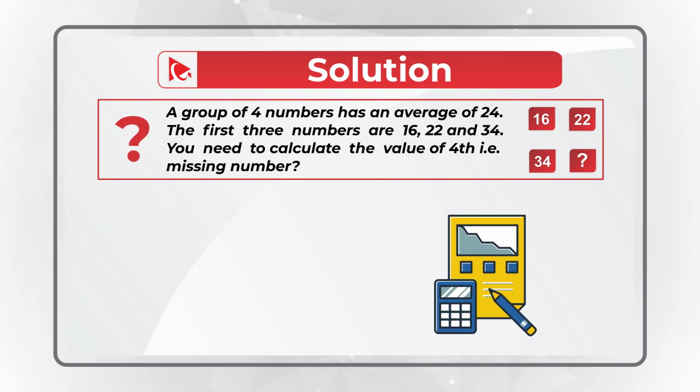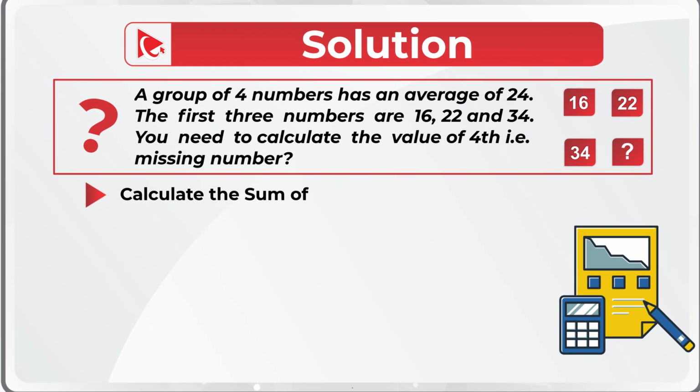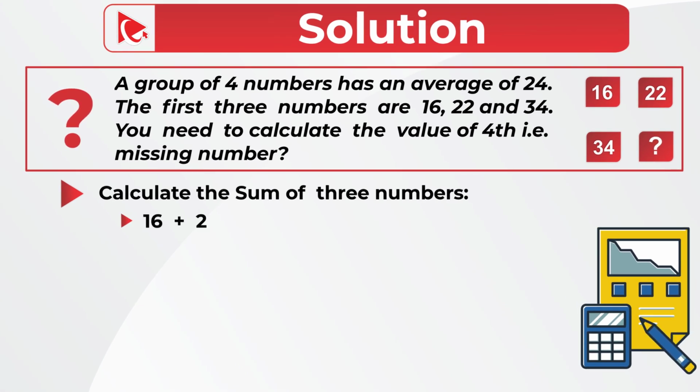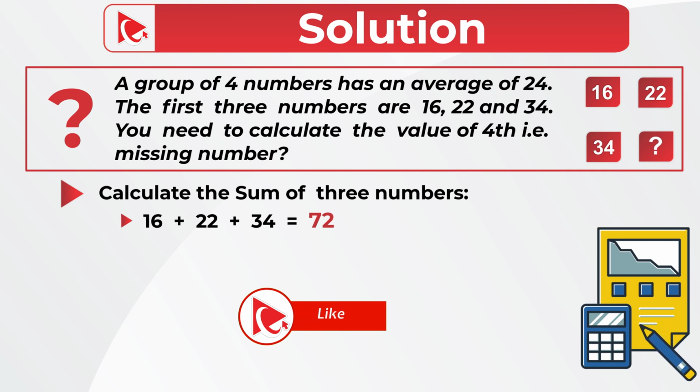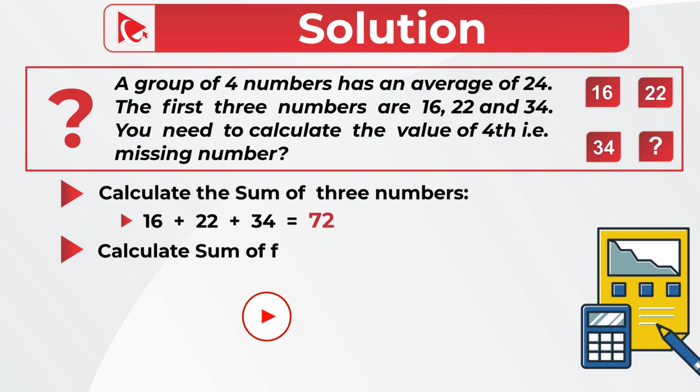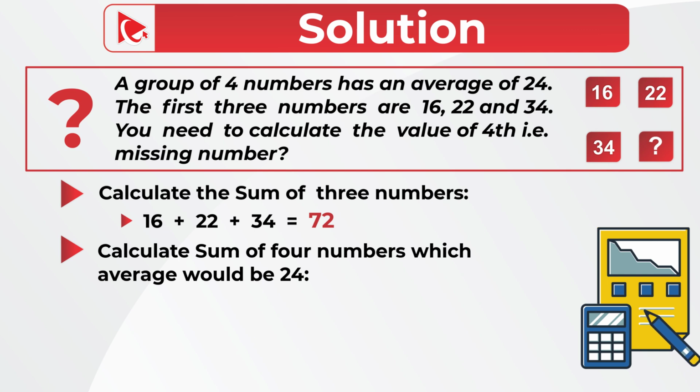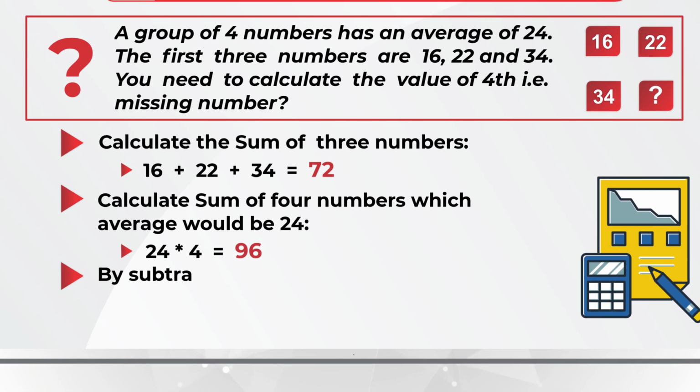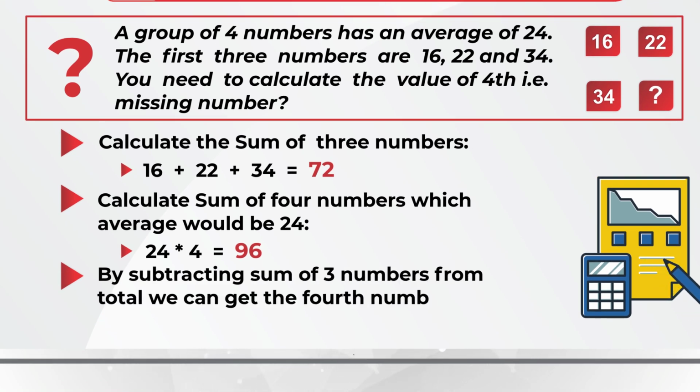In the first step, we're going to calculate the sum of the 3 existing numbers. 16 plus 22 plus 34 equals 72. In the next step, we need to determine what would be the sum of 4 numbers for which the average would be 24. To do this, we need to multiply 24 by 4, and the end result of this would be 96. And in the last step, we need to subtract the sum of the 3 numbers from the total where the average will be 24 to calculate the 4th number.